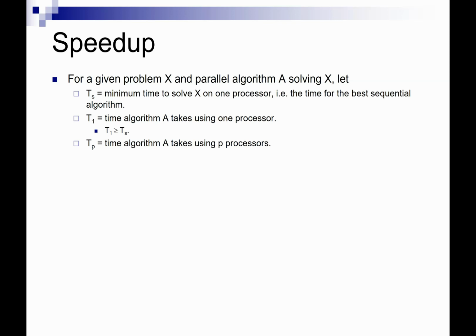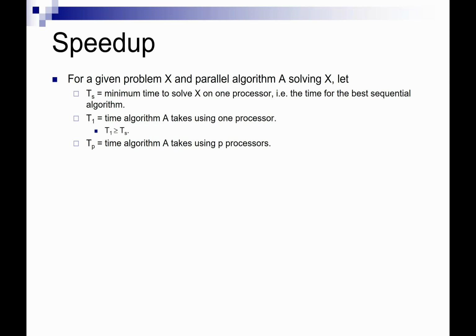Now if we use just one processor for A, then we're basically looking at the sequential running time of A. Now we know that T1 is going to be at least as large as TS, because TS is the fastest possible time to solve the problem sequentially, and T1 is the sequential time that algorithm A takes. So T1 is going to be at least as large as TS.